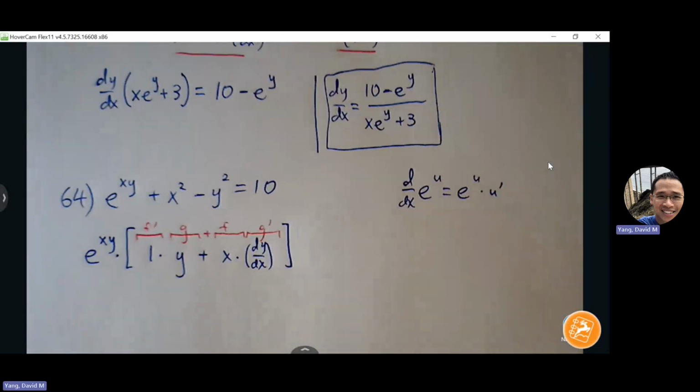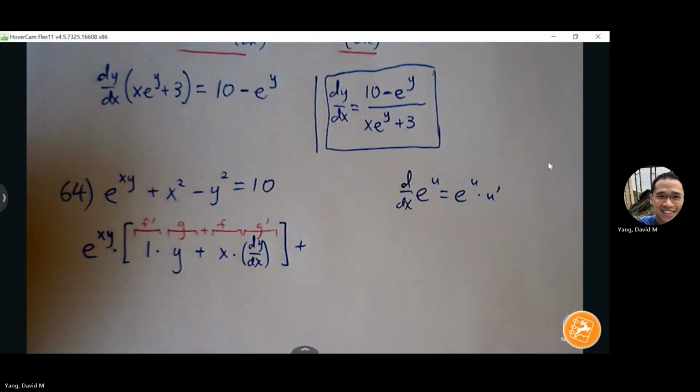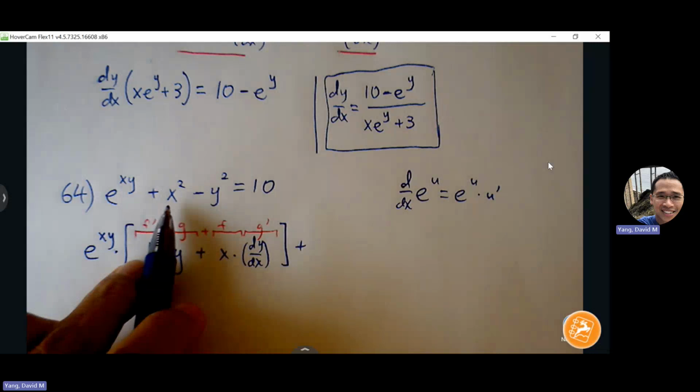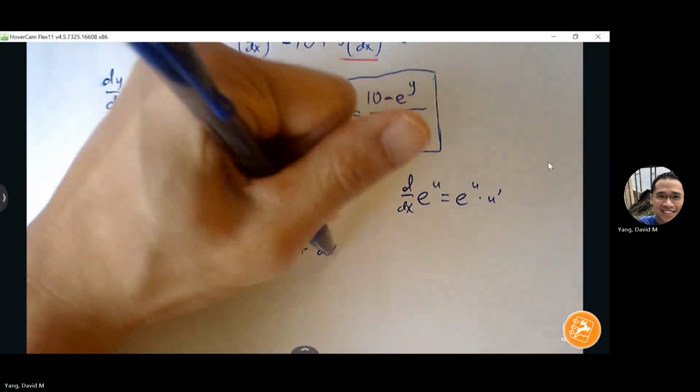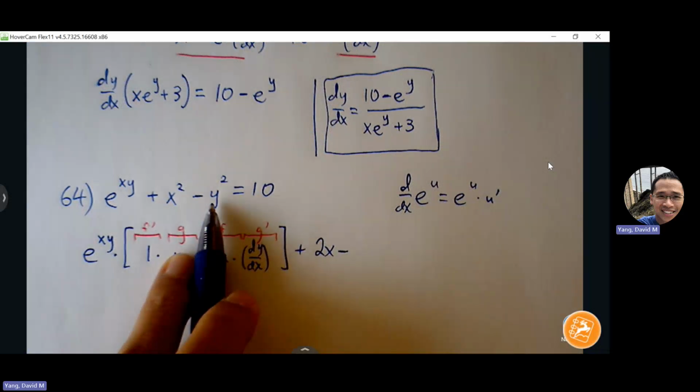Right, so we continue our derivative process. Plus 2, minus 2 dy dt. Well, let's find the derivative first. What's the derivative of y squared? 2y. Yeah, so we find the derivative first, and then we attach dy dx. Also 2y dy dt.